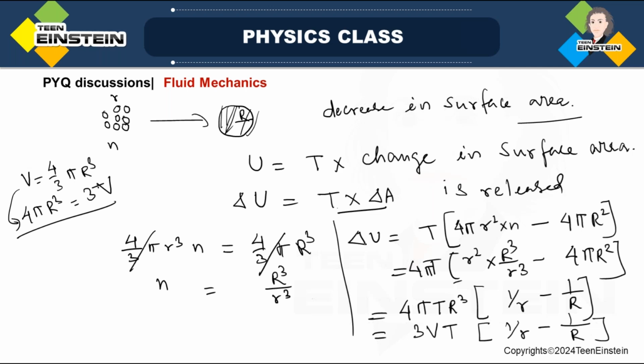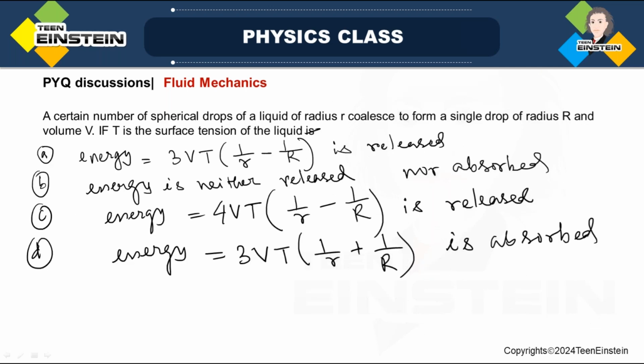So you can see the amount of energy which is getting released is this much, 3VT whole into 1 by r minus 1 by capital R. So here, see, there are options over here. 3VT, this one, this much energy will be released. So option A will be the correct answer for this question.